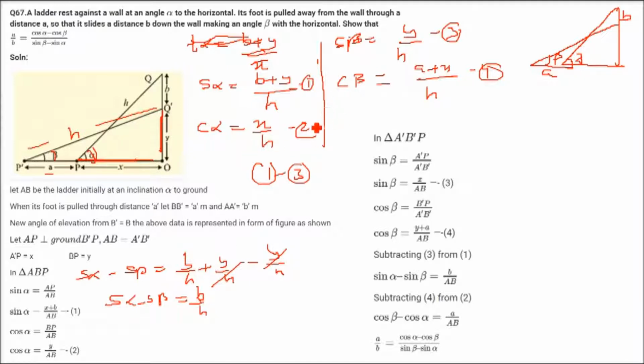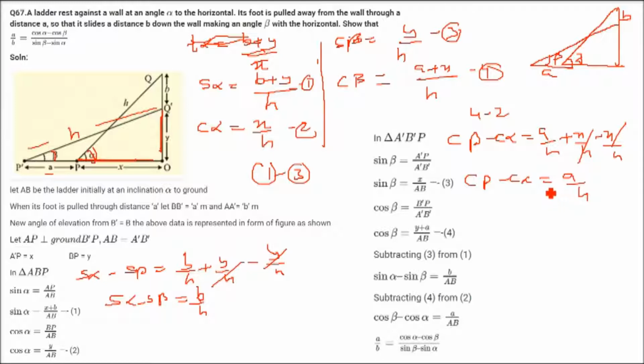B by H. Now coming to this one. Now I am doing 4 minus 2. So 4 minus 2 is this: cos beta minus cos alpha. This is going to be equal to a plus x by h minus x by h, which I can write as a by h plus x by h minus x by h. See, this gets cancelled, so it will be a by h. Cos beta minus cos alpha equals a by h.